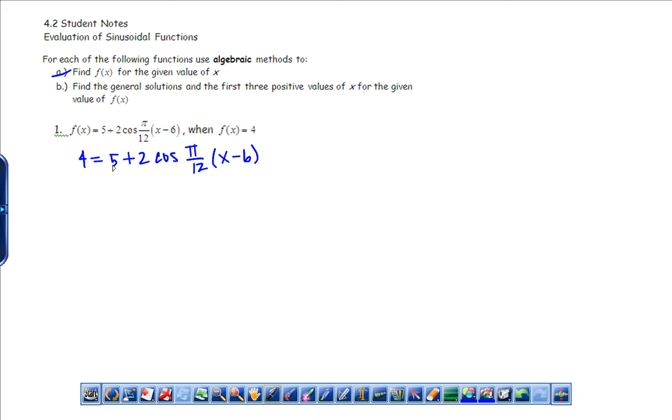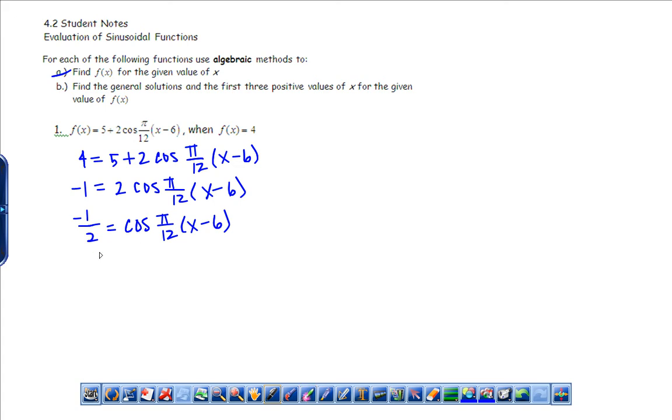So algebraically, what you can do is you can subtract 4. That gives you -1. Bring everything else down. Divide by the 2, so you have -1/2. Bring everything else down. Now, when you get the hang of this and you find that you can cut some of these steps out, go ahead and do so.